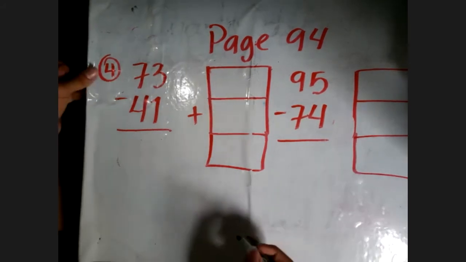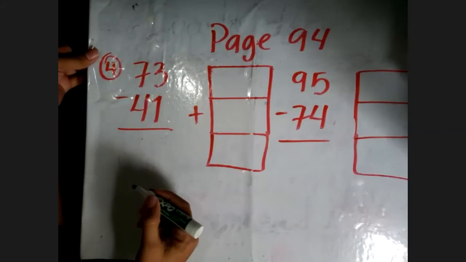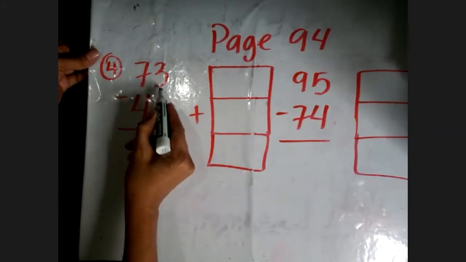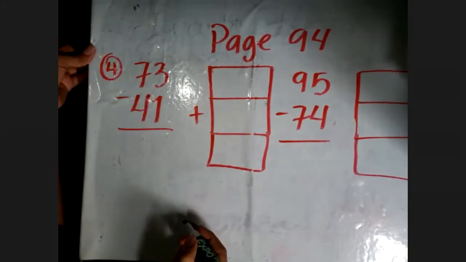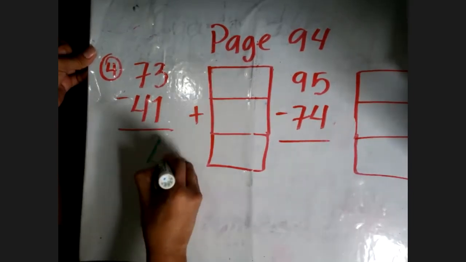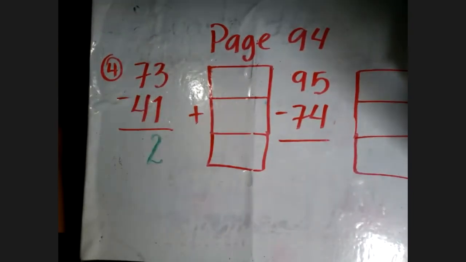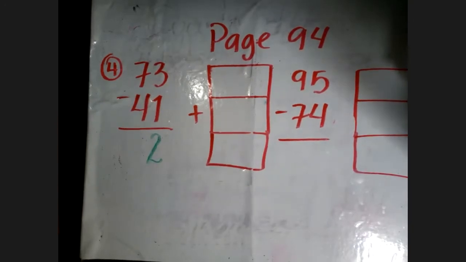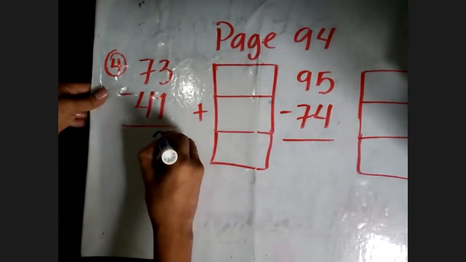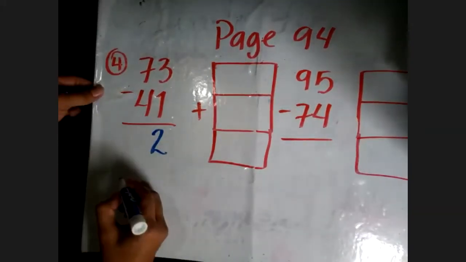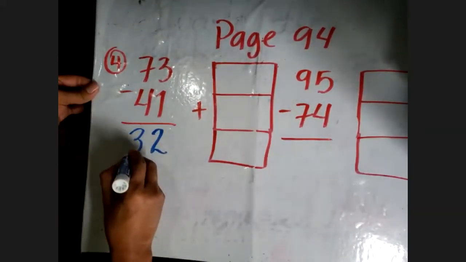Okay, let's see. We're going to do it and we're going to check them. Everybody tell me 3 minus 1. 2, right? Oh no, this marker. We're going to use this blue. 3 minus 1 is 2. 7 minus 4 is 3.